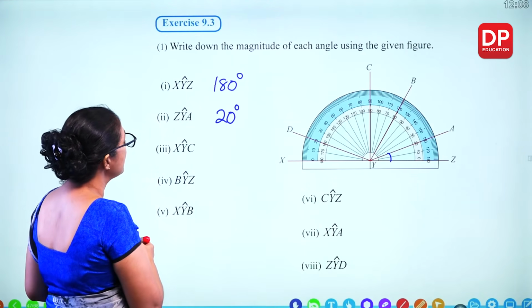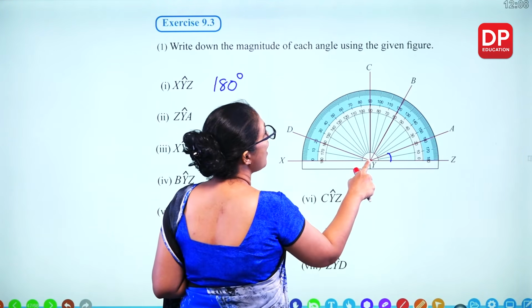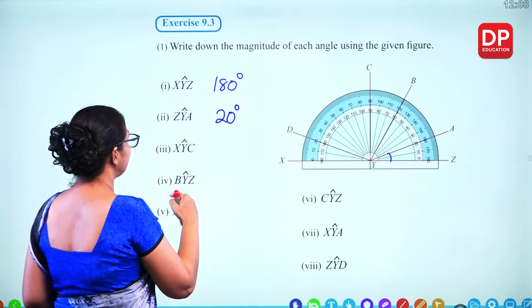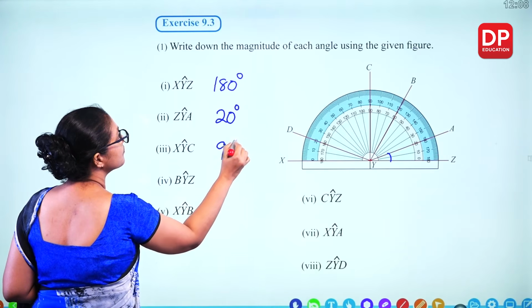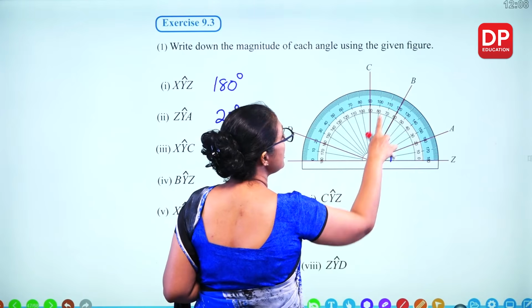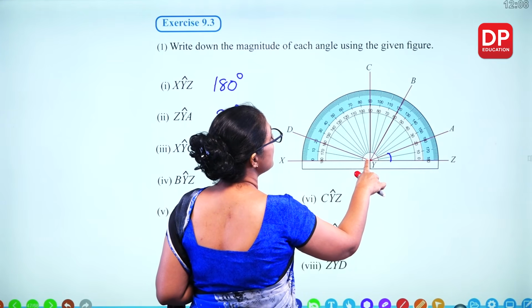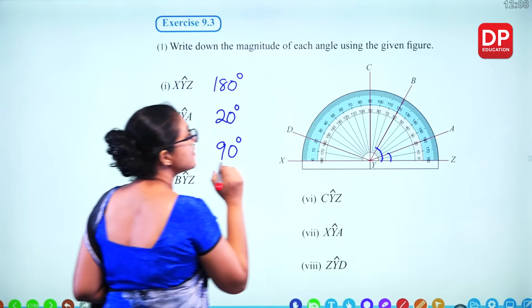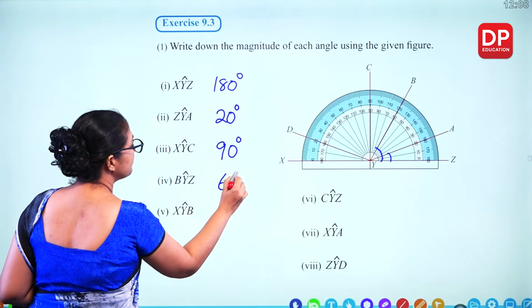XYC. XYC, here is a 90 degree angle. BYZ. BYZ. This angle, from here, is 60 degrees.